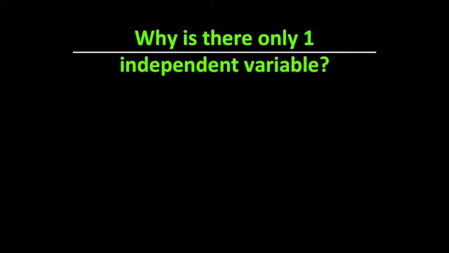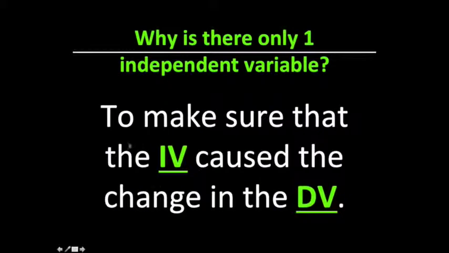So why is there only one independent variable? Why can't we have 2 or 3 independent variables? Simply because to make sure that the independent variable caused the change in the dependent variable. In an experiment, we want to make sure that this is the cause of the change, that the age is the cause of the different frequencies heard.